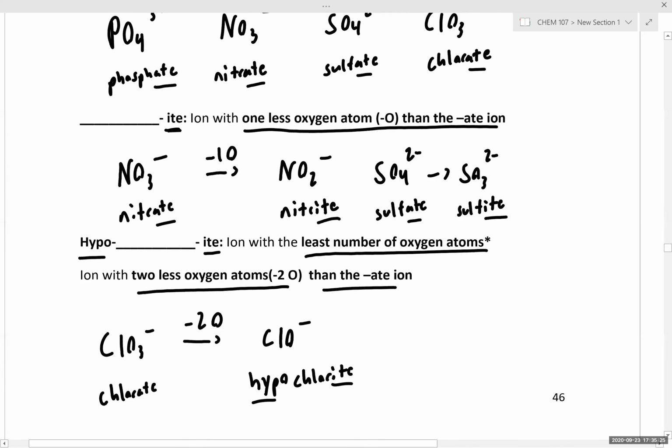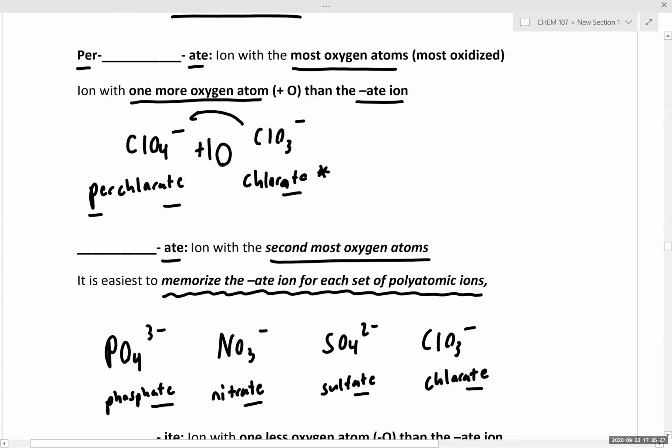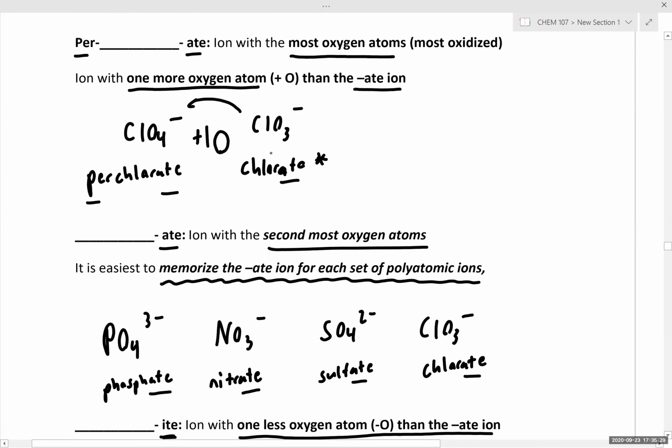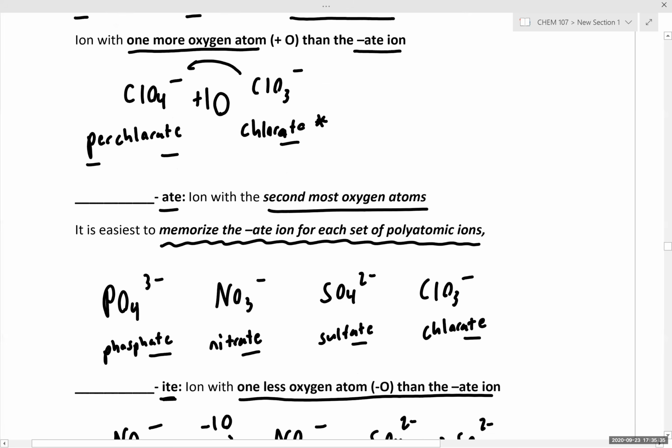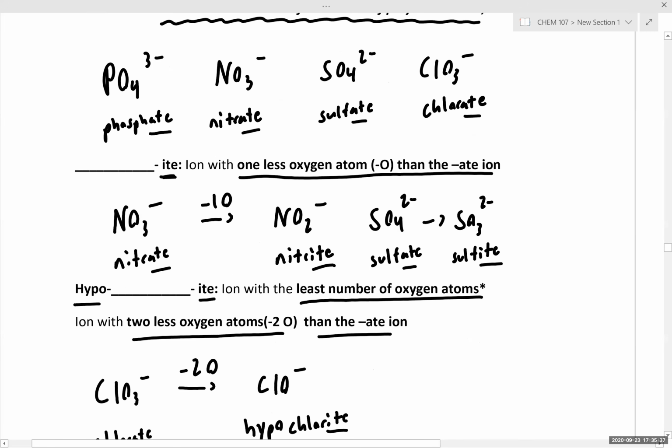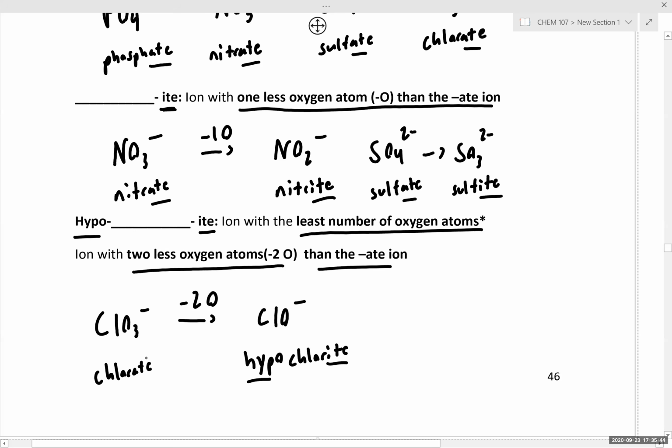So let's start from the top. You memorize the 8 form. If we gain an oxygen, it's the per 8. If we lose an oxygen from the 8 form, we generate the ite ion. If we lose 2 oxygens from the 8 form, we generate the hypoite form. Does that make sense?